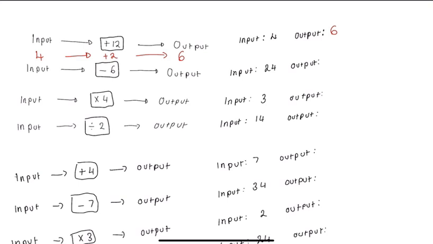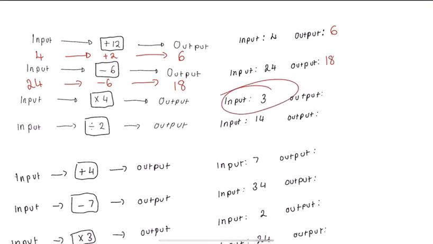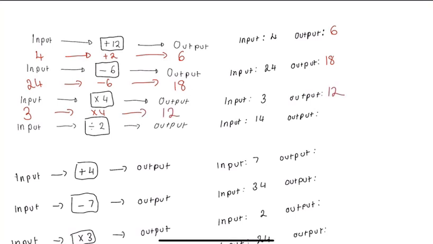This one, my input is 24. So I'm going to pop in 24, and then the machine's going to take away 6. So if I do 24, take away 6, that's going to give me 18. So my output would be 18. With this next one, I'm inputting 3, but this time my function machine is going to times it by 4. So it will spit out the value 12. And then this last one, we're inputting 14, and my machine's going to divide it by 2. So it will give me 7 on the outside.